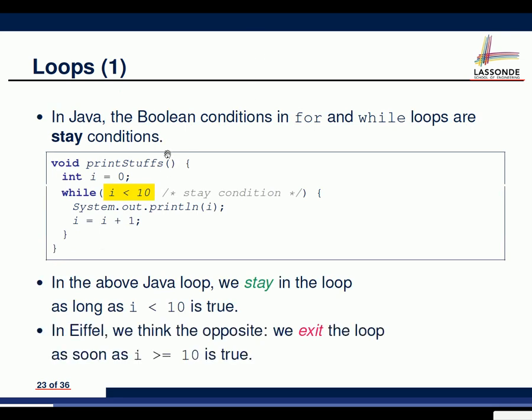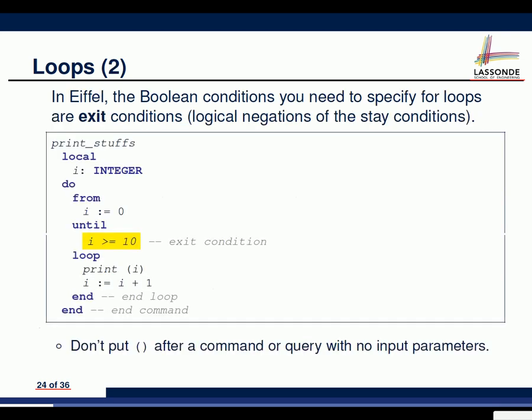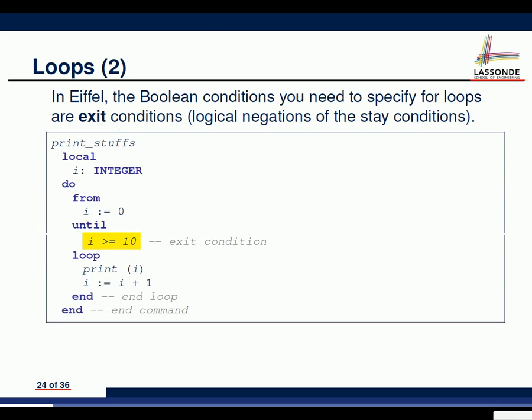In the Java world, you can say while some condition is true, I'm going to stay in the loop and do something. In the Eiffel way, they use an exit condition, which is the logical negation of this. Instead of saying as long as the loop condition is true, I'm going to stay, it says as soon as the condition becomes true, I'm going to exit. It's logical negation, just a different way of thinking. So over here, as long as i is less than 10, I stay in the loop. In the Eiffel way, that means as soon as i becomes larger than or equal to 10, exit. That's why in the next slides, you see larger than or equal to 10. Just a different way of thinking.